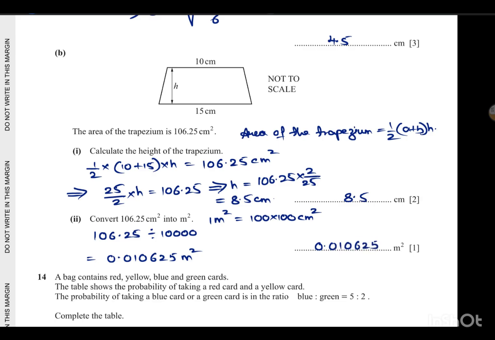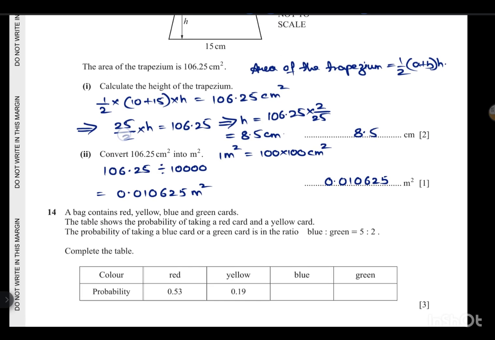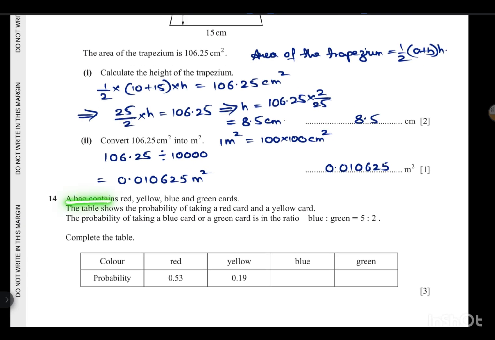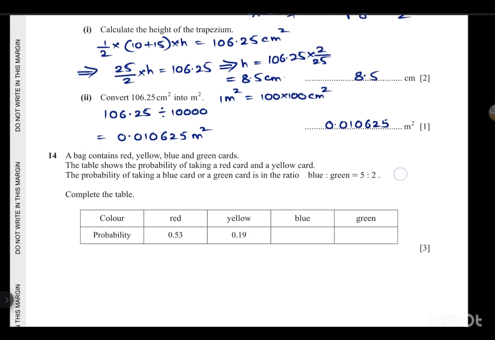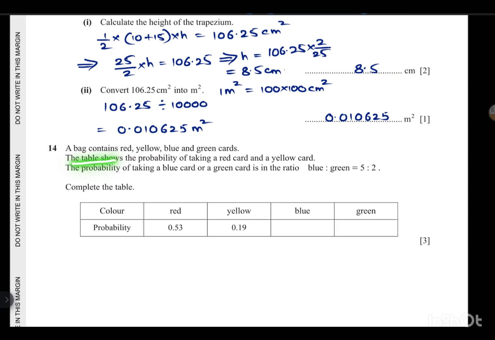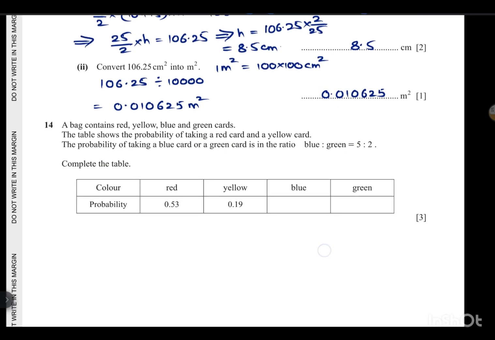Question number 14. A bag contains red, yellow, blue, and green cards. The table shows the probability of taking a red card and a yellow card. So the probabilities are given in the table, red and yellow. The probability of taking a blue card or a green card is in the ratio of blue is to green, 5 is to 2. The probability ratio is given to us. They are asking us to complete the table.